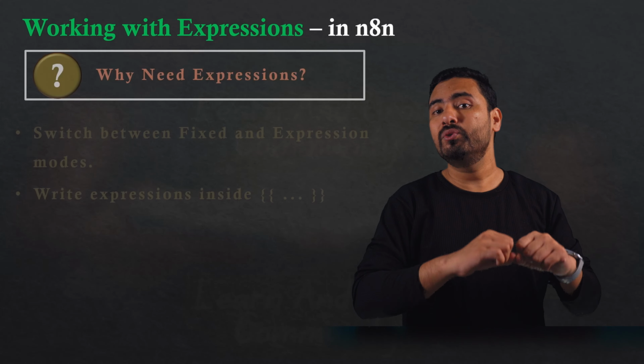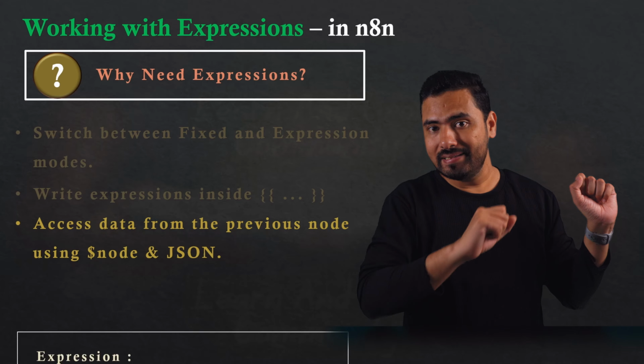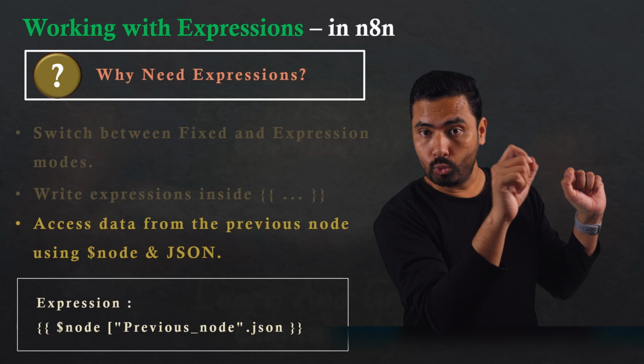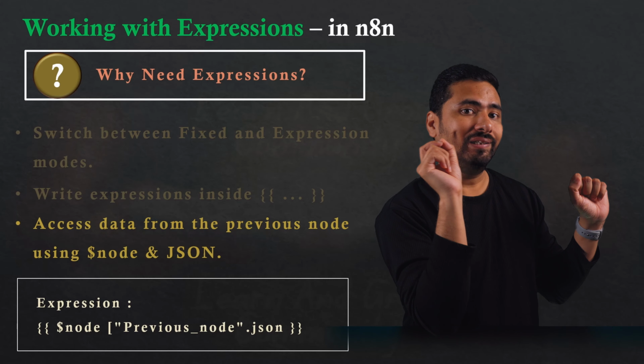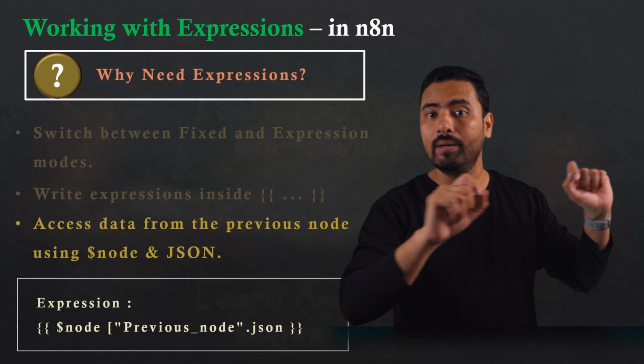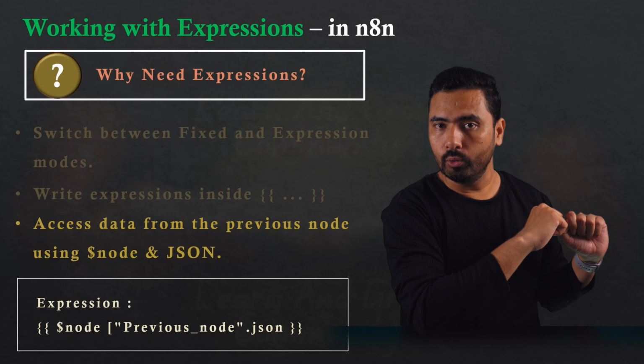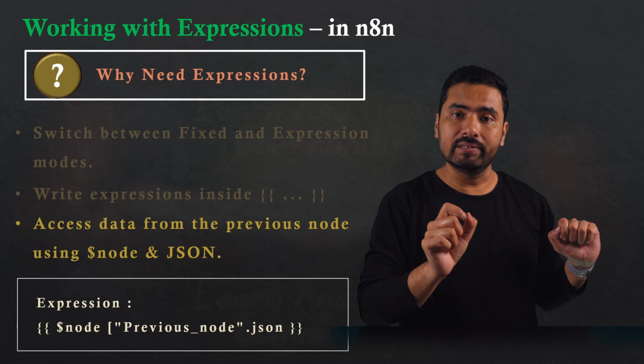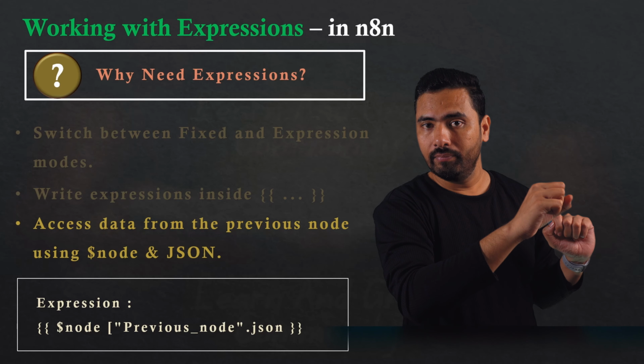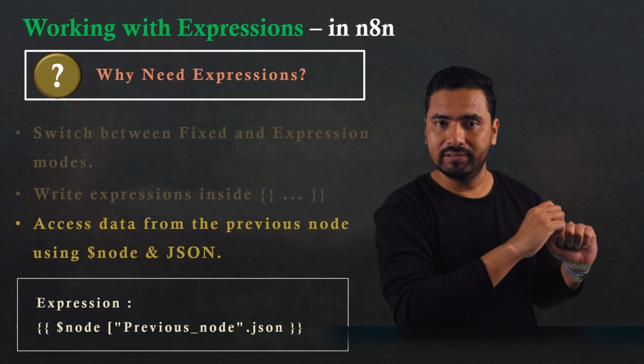For this, we use a different expression, and that is $node, and in the square brackets, previous node name dot JSON, and that is all under the double curly brackets. So instead of $JSON, we use $node, and then inside the square brackets, you mention the name of the node, and then dot JSON, and that will allow you to capture the data from any previous node from your workflow. This means you can build the expression with any data that is incoming to that node, or even from any previous node from your workflow.